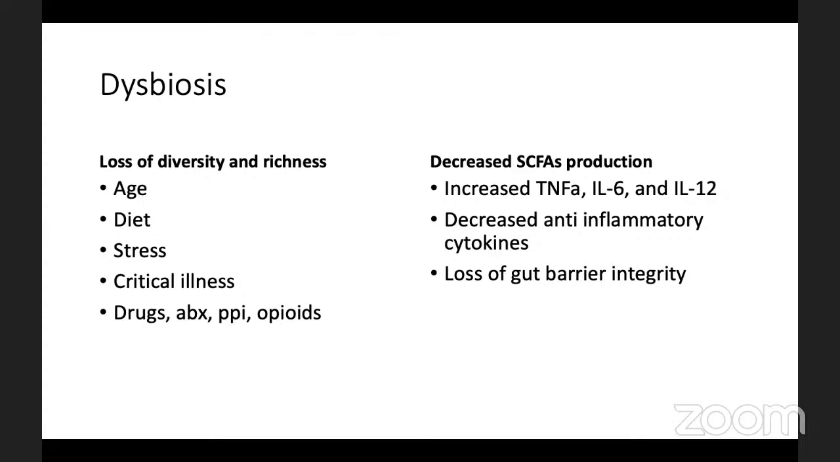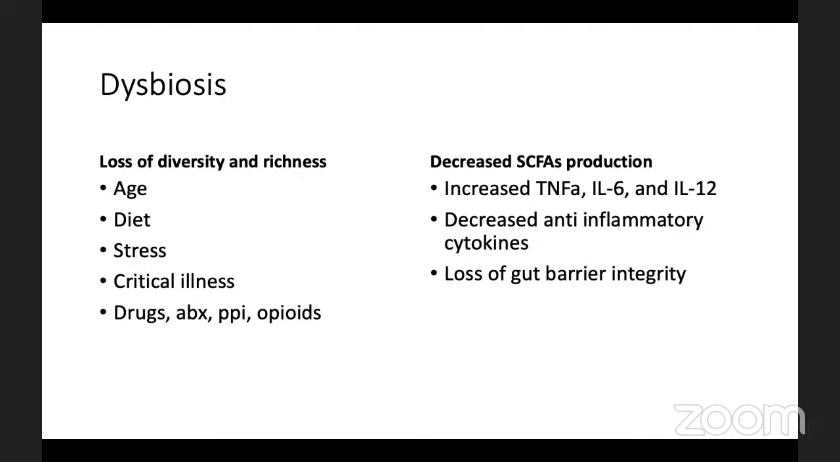So proton pump inhibitors, those have an effect to do with disruption of the release of gastric acid, and then affecting the organisms that thrive within low acidic pH. And then opioids, it's to do with reduction in the transit time of the gut.